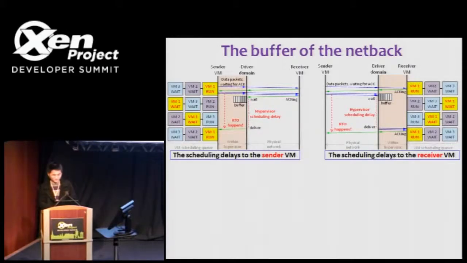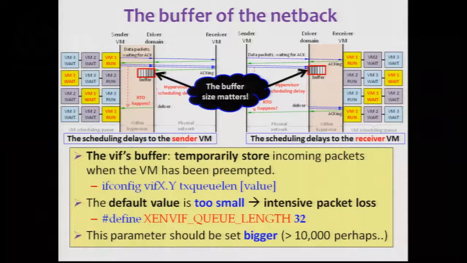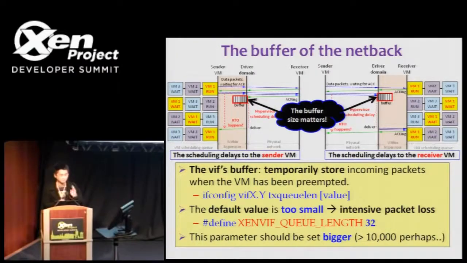Before I conclude my research, I'd like to raise one concern. We know that when the VM has been descheduled, all incoming packets need to be stored in the buffer. So the buffer size matters. The default value is only 32, which means that it can only store as many as 32 packets at a time.